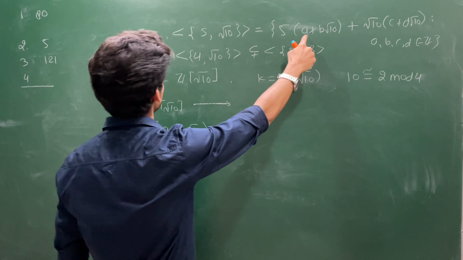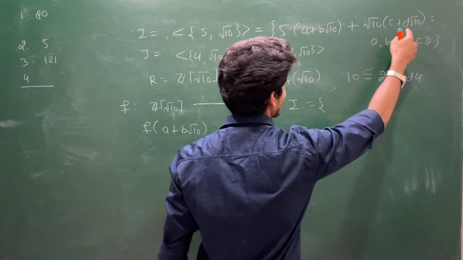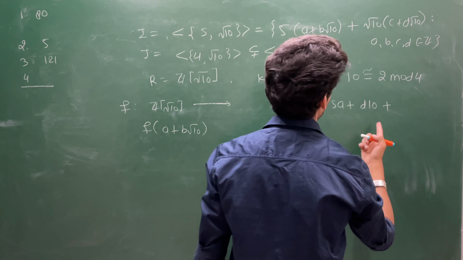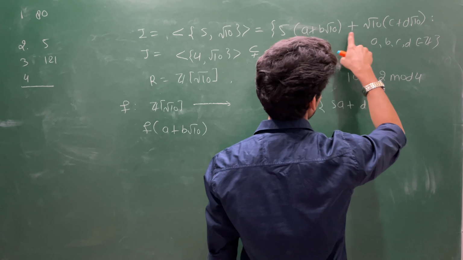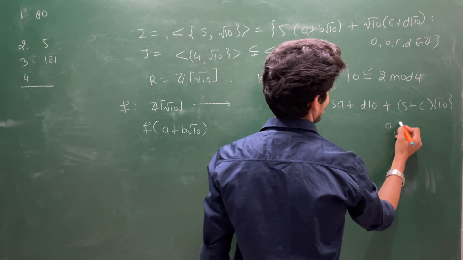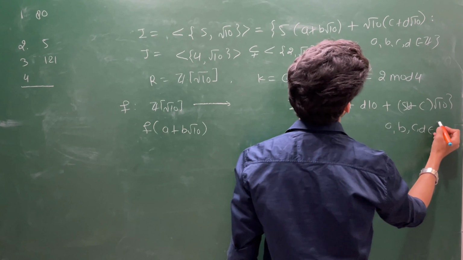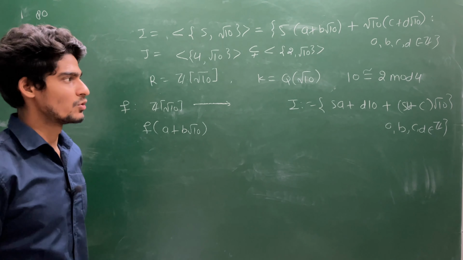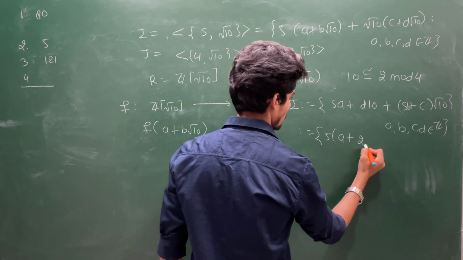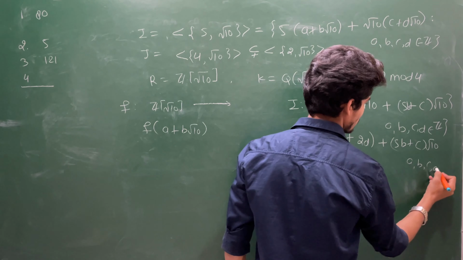See here, let's observe the definition of I properly. This will be 5a plus 5b root 10, plus root 10c plus 10d. So you can say this is 5a plus 10d plus 5b root 10 plus root 10c. So you can write (5a plus 10d) plus (5b plus c) square root of 10, where a, b, c, d belong to Z. So I have this. This is nothing but (5a plus 10d) plus (5b plus c) square root of 10, a, b, c, d belong to Z.